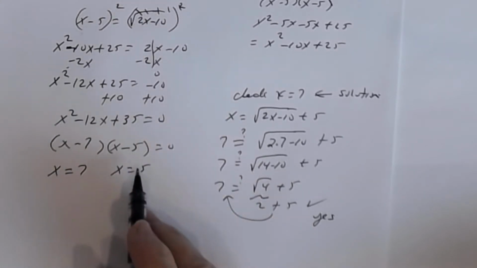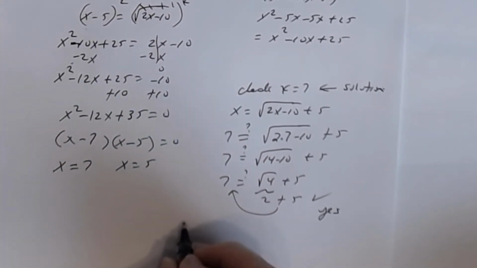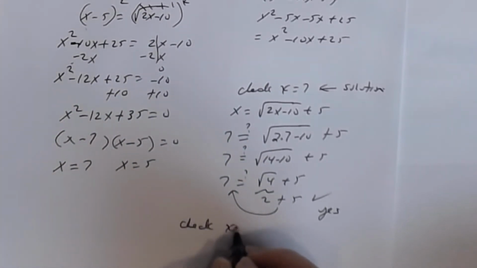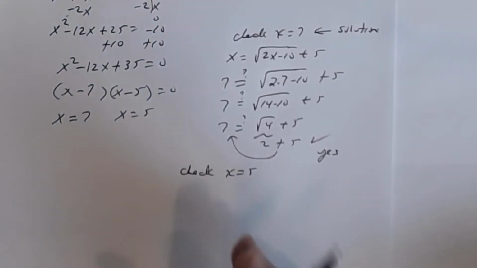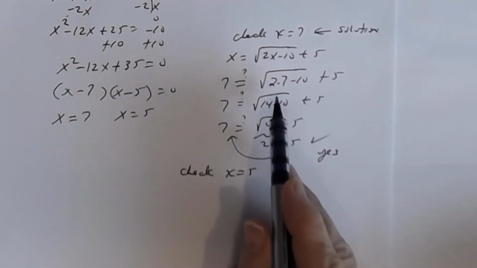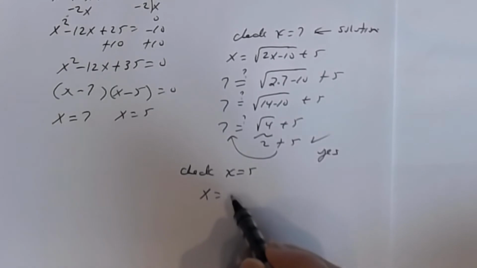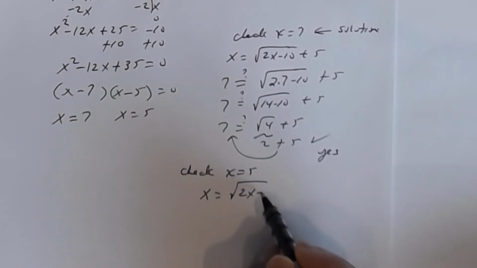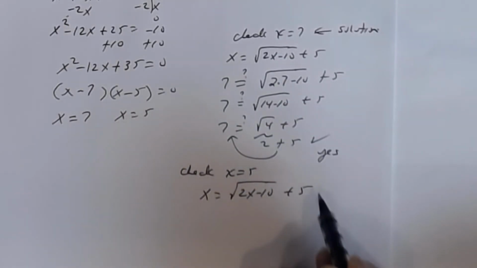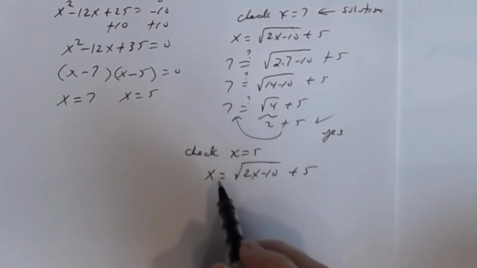Okay, now let's check 5. So we're checking x equals 5. All right, so you must check for extraneous roots. So when I check x equals 5, go back to the original. So I'm writing the original equation over. All right, and wherever I see the variable x, I'll substitute 5.